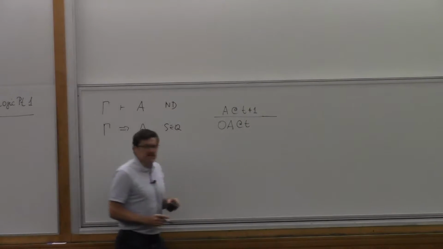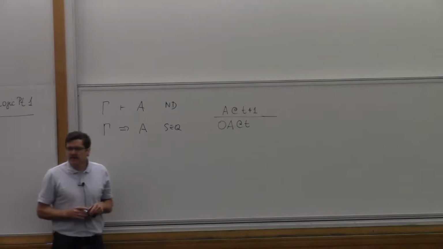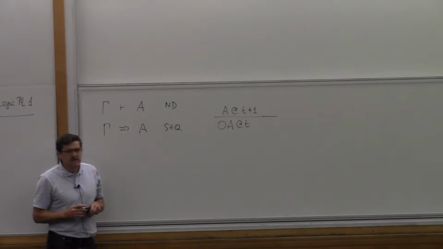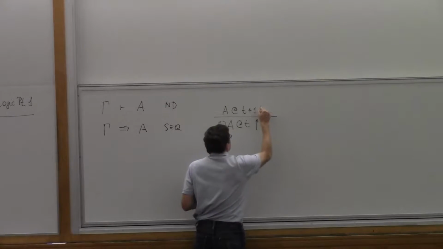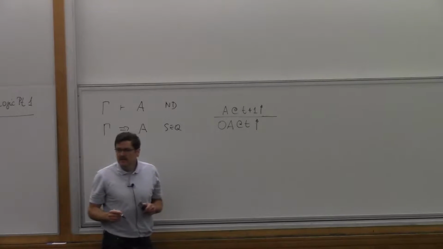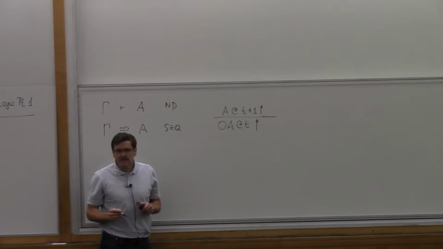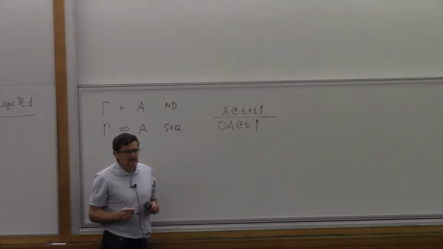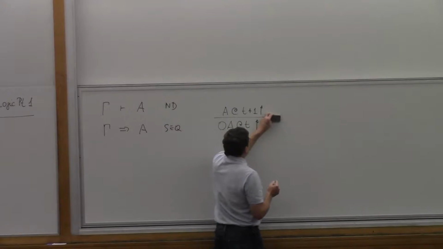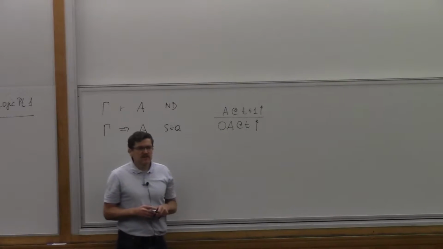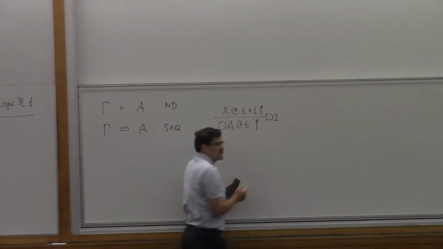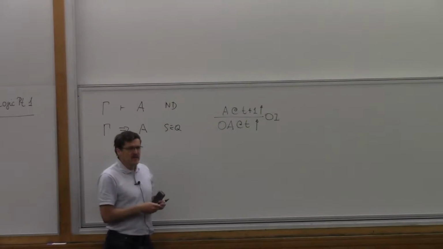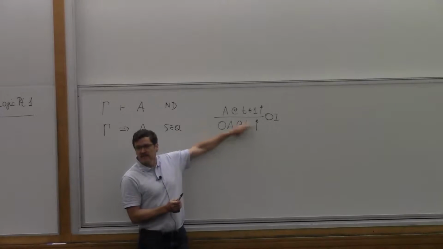Okay, so question is, should this be up arrow or down arrow? Should be an up arrow. Why should it be an up arrow? Yeah, that's kind of a second order reason, but there's a very simple reason. This is an introduction rule. And the introduction rule constructs verifications. And constructing a verification means that you have to go from up to up.